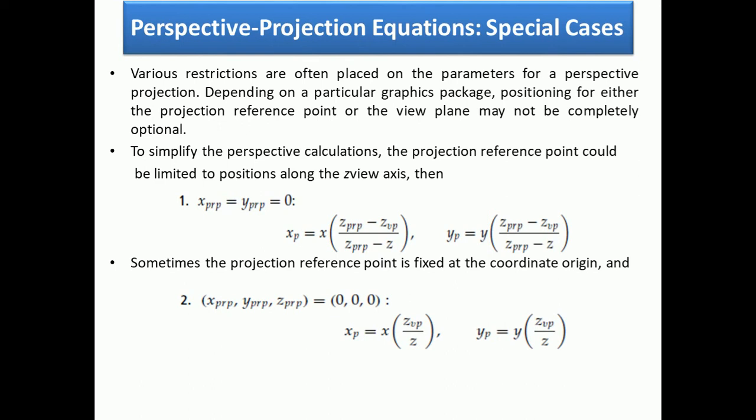The second case is when the projection reference point is fixed at the coordinate origin. In that case, x PRP, y PRP and z PRP are equal to 0. We will get the xp equation as x times z VP divided by z, and the yp equation as y times z VP divided by z.